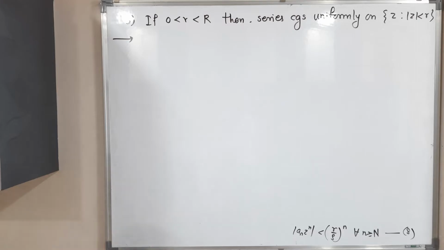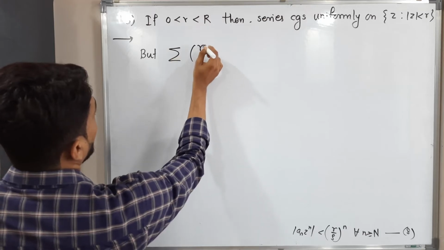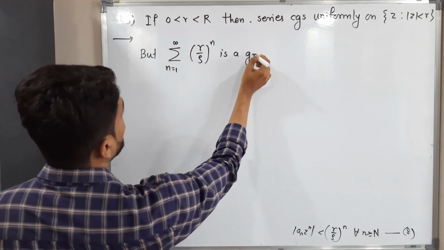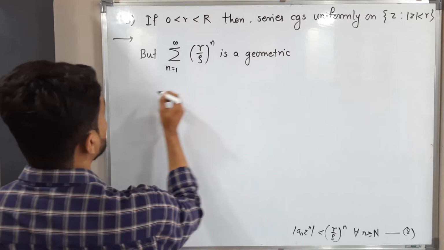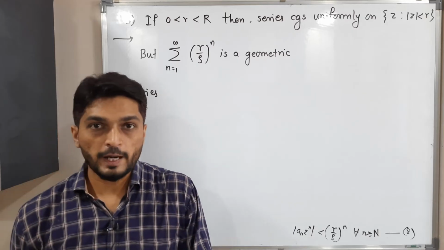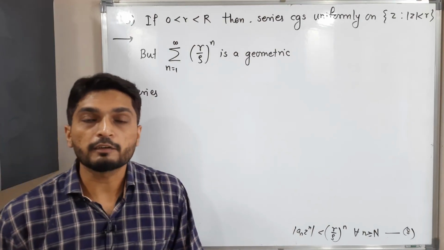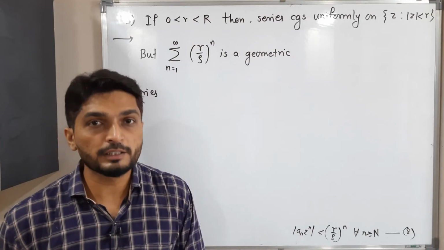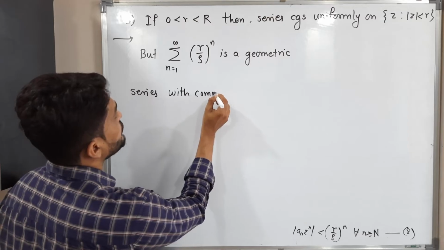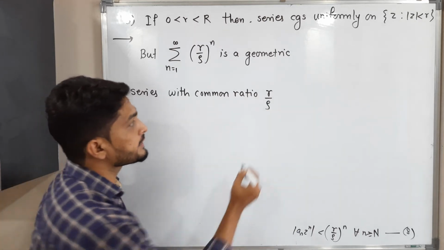But let me write it here. Summation of r by rho raised to n, running from 1 to infinity, is a geometric series. We are already familiar with a geometric series: we have a first term and we multiply each term by one constant to get the next term. So if you expand it, definitely you can say it's a geometric series with a common ratio. What is its common ratio? r by rho. But see, it is definitely less than 1.